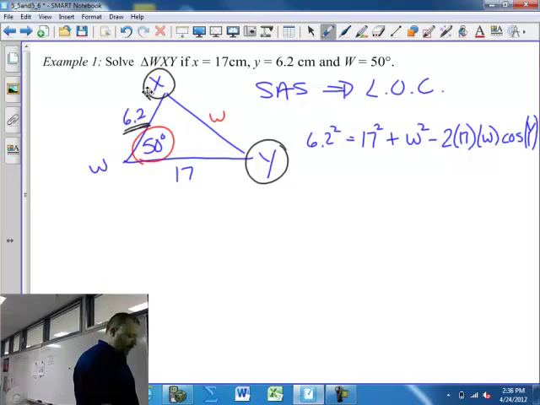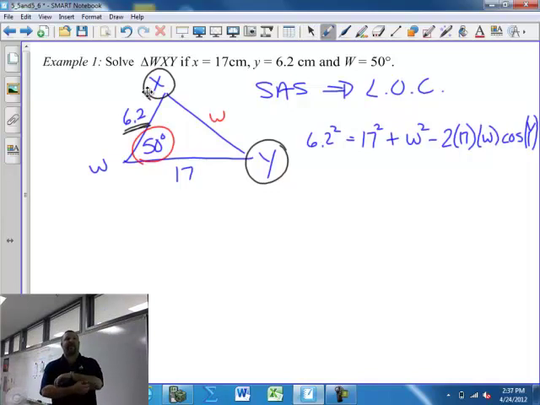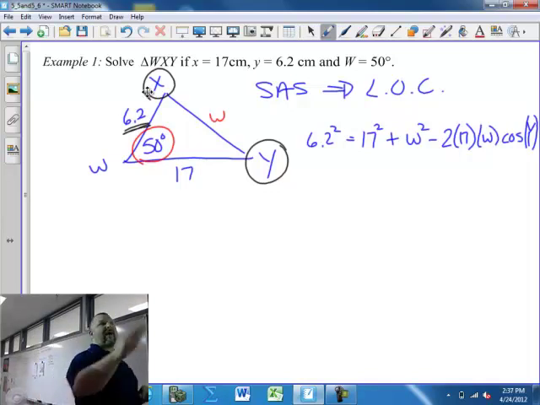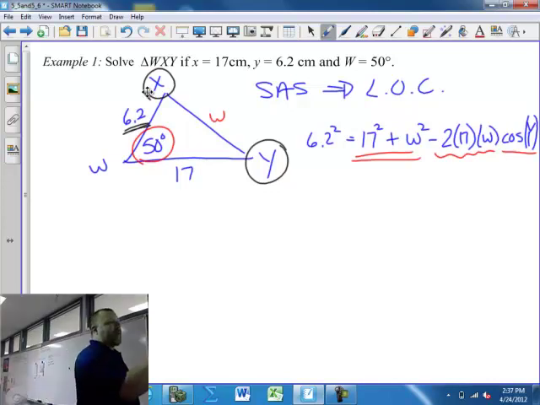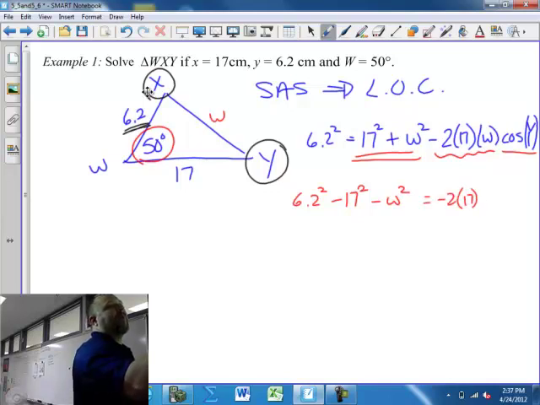So how do I go about solving for this? Well, I'm going to work this out as much algebraically as I can and use my calculator all at once. I need to get cosine of Y by itself first. But cosine is multiplied by all this mess. So the first thing I'm going to do is get rid of 17 squared and plus W squared by doing subtraction. So I'm going to have 6.2 squared minus 17 squared minus W squared. Remember, W is a number. All of that is going to equal negative 2 times 17 times W, which is a number, times the cosine of Y.